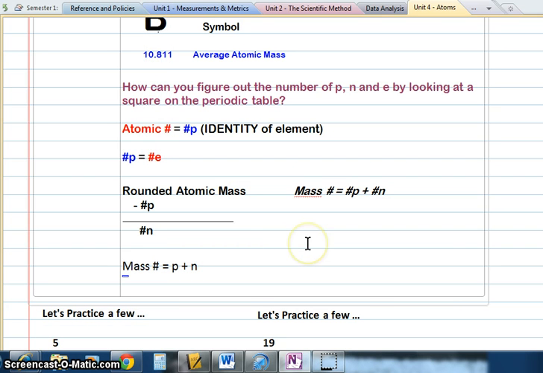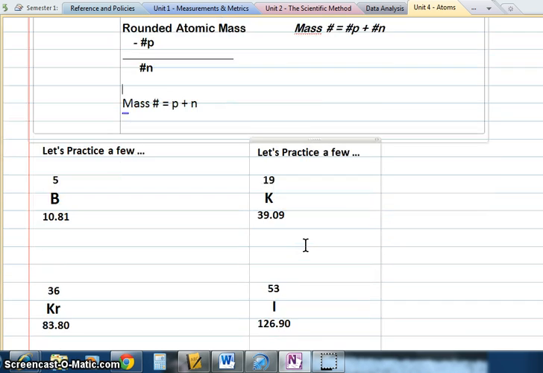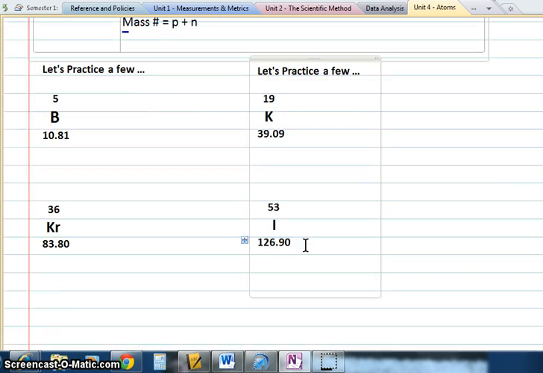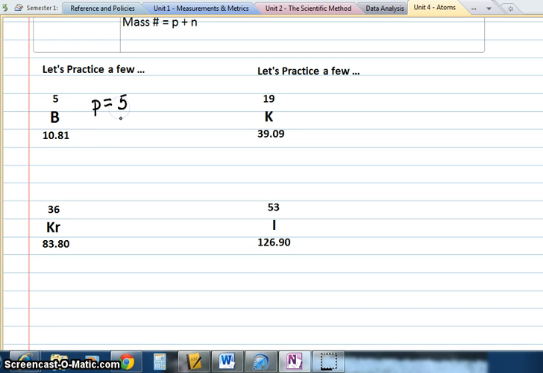All right, so we're going to practice a few of these, and you can follow along and see how well you do. So we've got boron. How many protons in boron? It's atomic number 5. So the atomic number of boron is 5, so that tells me the number of protons is 5. And it's a neutral atom, so what do I know about the number of electrons? The positives and the negatives have to be equal, so the number of electrons is also 5.